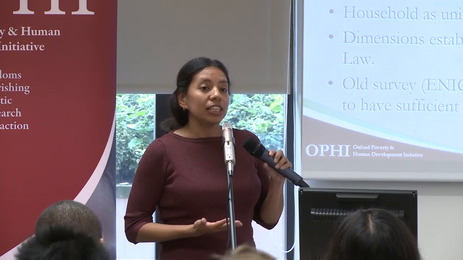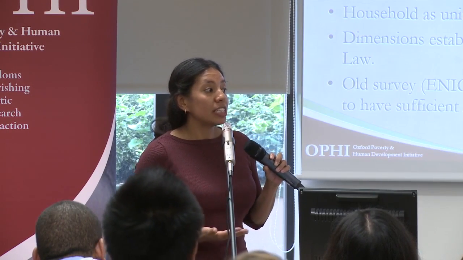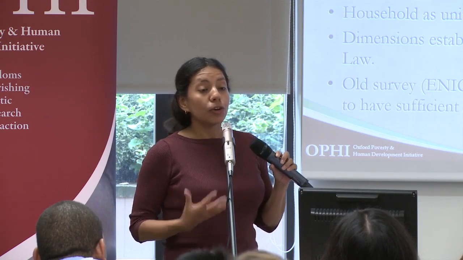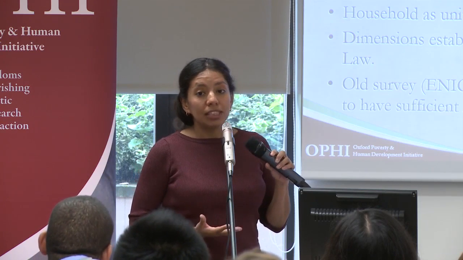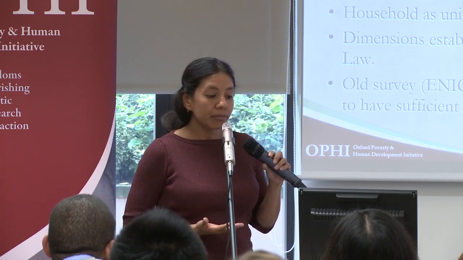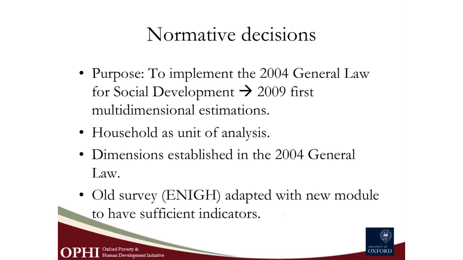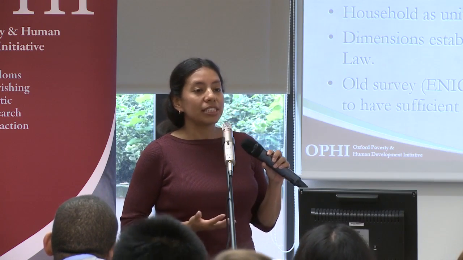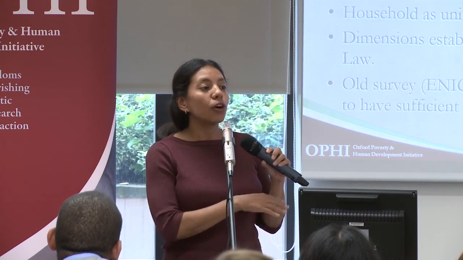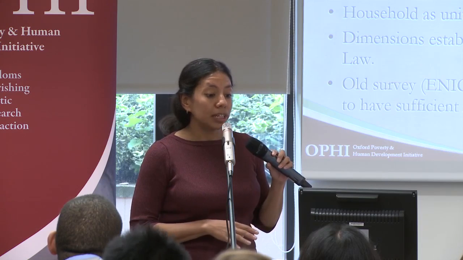The dimensions included in this measure are established in the law. And as you can imagine, it was a very thorough discussion of how this law would include dimensions to measure poverty. This is why it took several years to pass through the Congress and more years to get implemented. The household was set as unit of analysis. As I go through the dimensions and indicators, it will become clear why.